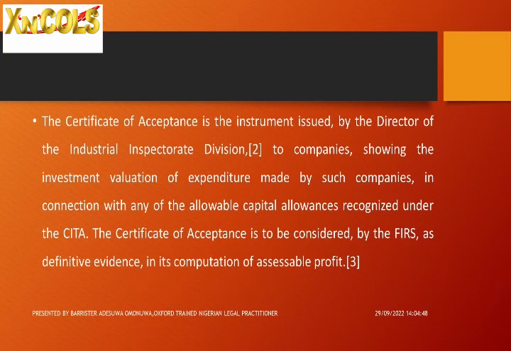Ministry of Trade to companies showing the investment valuation or expenditure made by the companies in connection with the allowable capital allowance recognized under CETA. In other words, it has to be a qualifying allowance. That's why it's called qualifying capital expenditure. It's not just any type of expenditure. It's the ones that fall into that category.